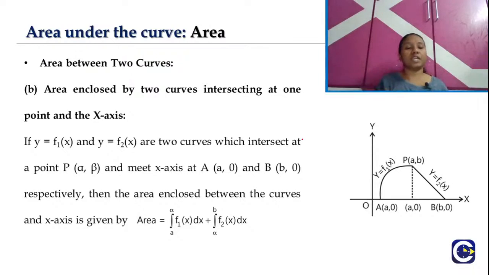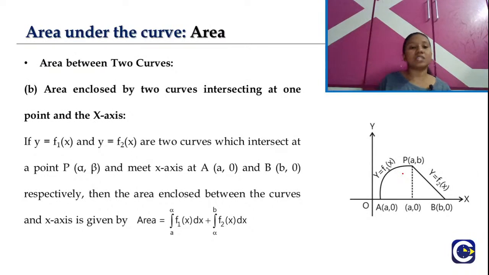So here comes the next one, guys. Area enclosed by two curves intersecting at one point and the x-axis. Initially, what we found out was the area enclosed between only two curves. But here it is the area enclosed between two curves where they are intersecting at one point, along with the x-axis.